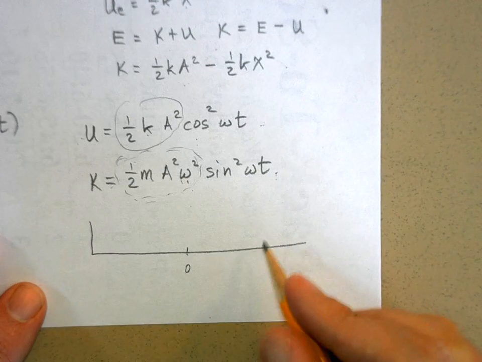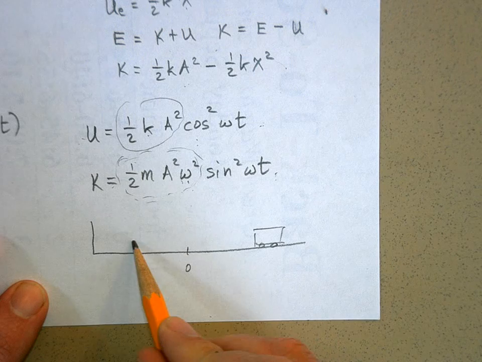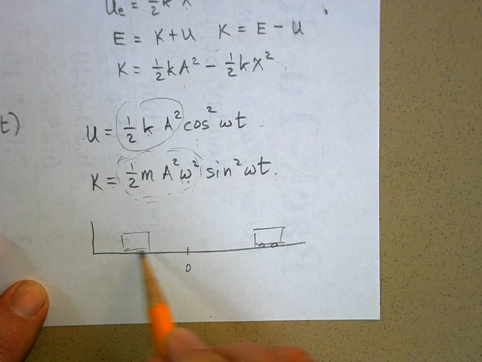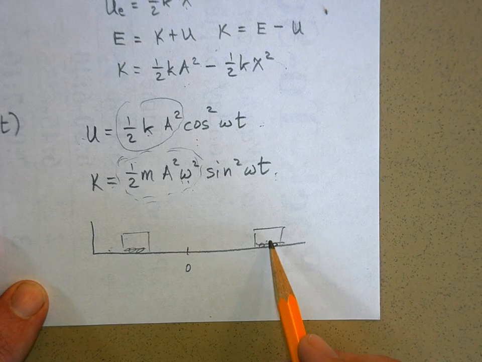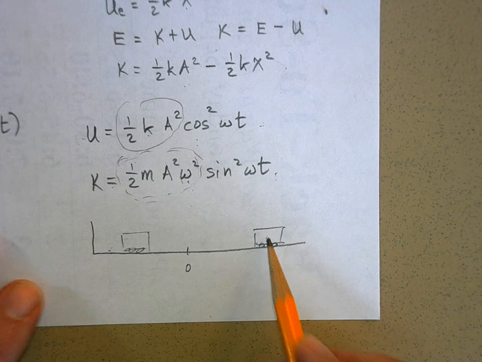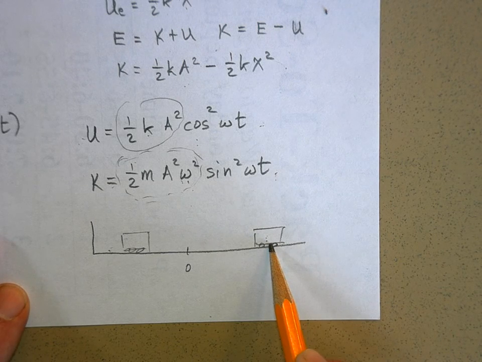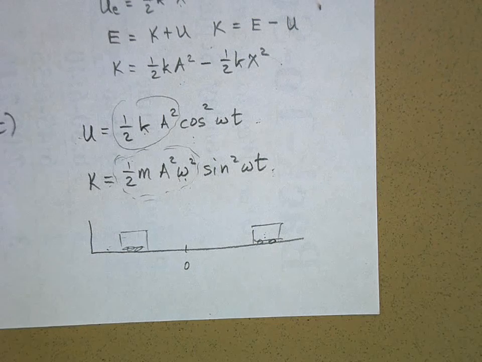Here I have my object out here, and here it is at the minimum, maximum, minimum. Now, think about this in terms of potential energy. It's at a maximum right here, right? Now, let's think of this in terms of the period of a complete oscillation.